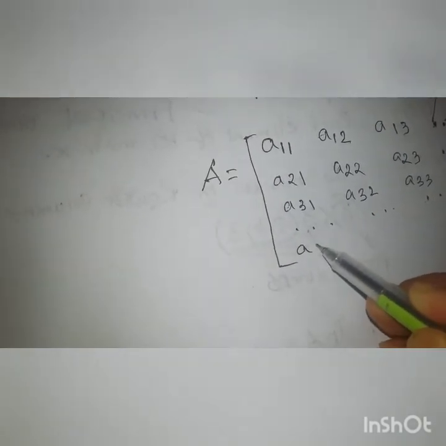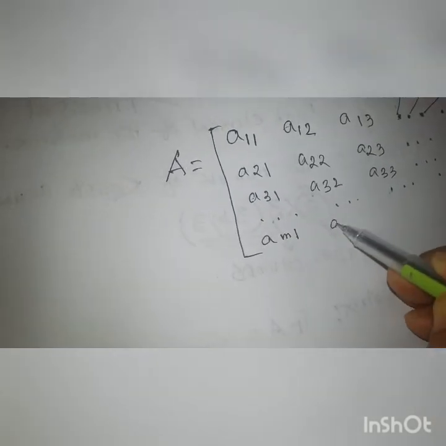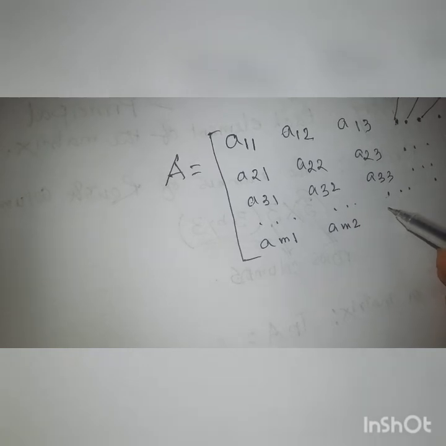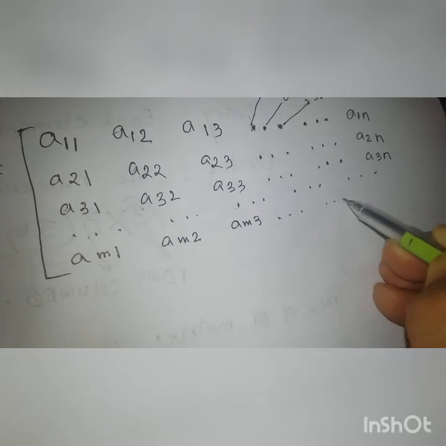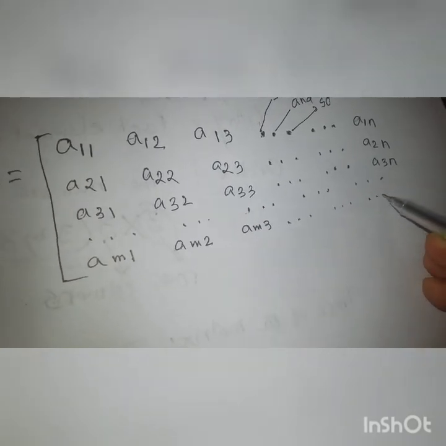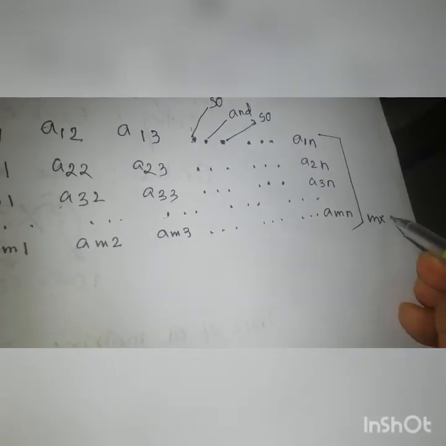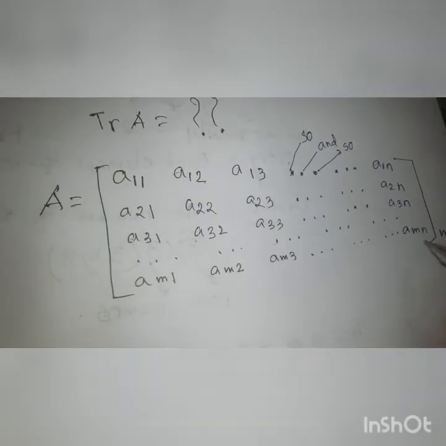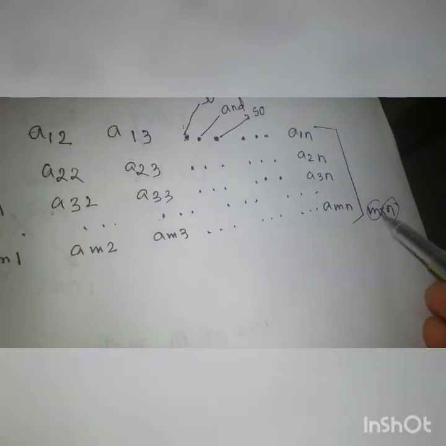Last is the mth row, first column, mth row, second column, mth row, third column, and so on up to mn. So the order of this matrix is m by n, because it has m number of rows and n number of columns, and this is called a general matrix.